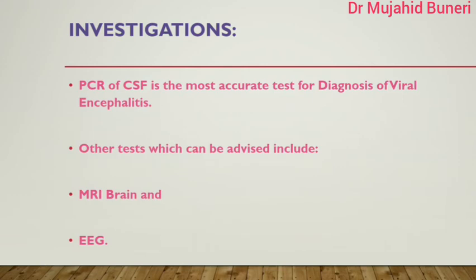Polymerase chain reaction of CSF is the most accurate test for diagnosis of viral encephalitis. Its sensitivity is 98% and specificity is more than 95%. Another multiple choice question for examination. Moreover, other tests which can be advised include MRI brain and electroencephalogram.